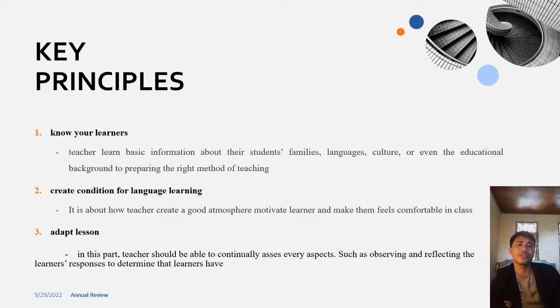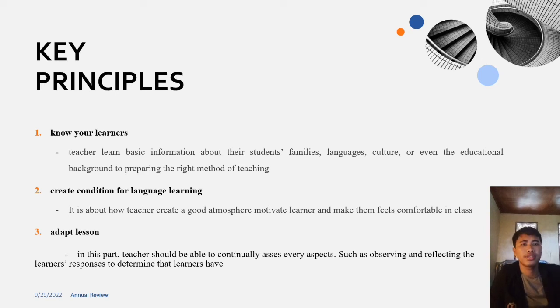Right. So here are the key principles of teaching English to young learners. The first one is know your learner. It means we have to know our students' abilities. The first is to learn basic information about their students, families, language, culture, or even educational background to prepare the right method of teaching. This is important for us to know about the abilities of our students.